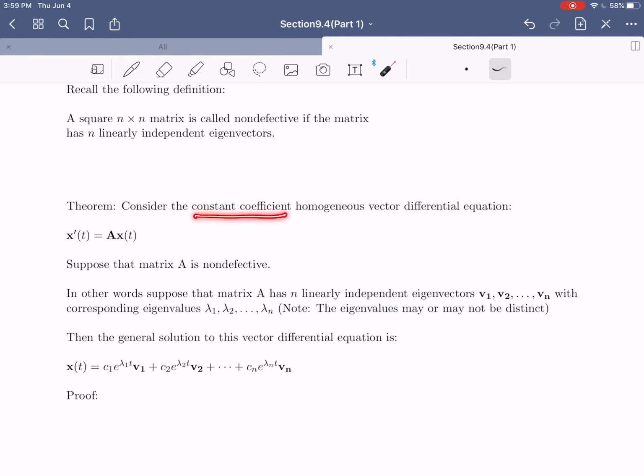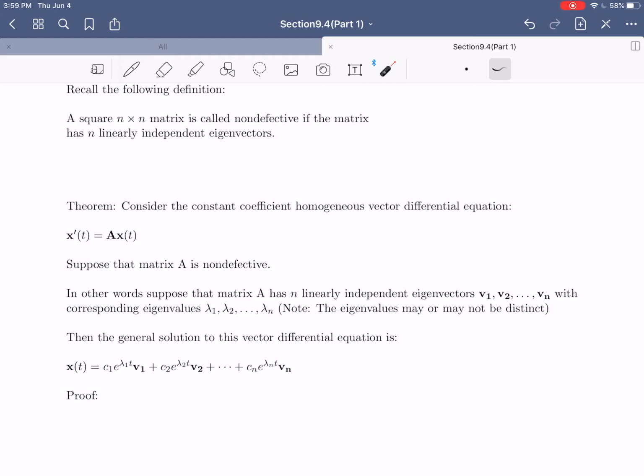So let's consider the constant coefficient homogeneous vector differential equation, x prime of t equals A x of t. Again, we're just saying A here is constant coefficient. Furthermore, for this theorem, and for the remainder of section 9.4, we'll deal with defective in 9.5, let's suppose that matrix A is non-defective, so it has n linearly independent eigenvectors. In other words, we're going to suppose that matrix A has n linearly independent eigenvectors, v1 through vn, with corresponding eigenvalues lambda 1 through lambda n.